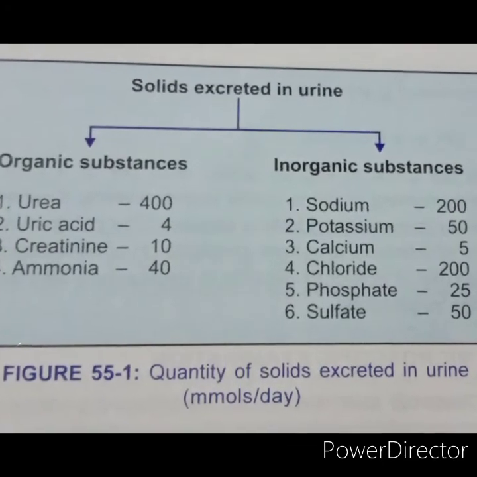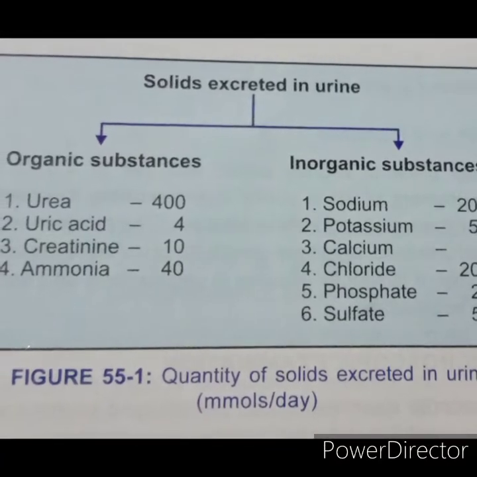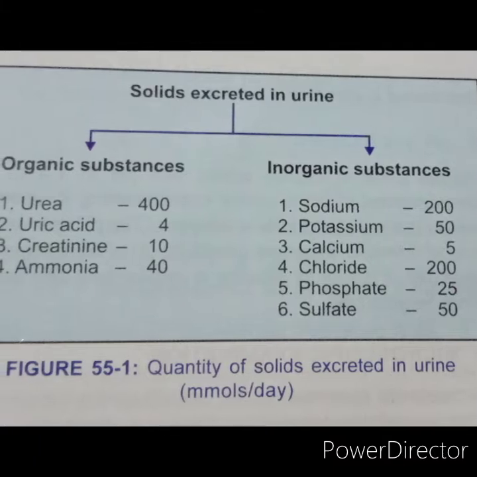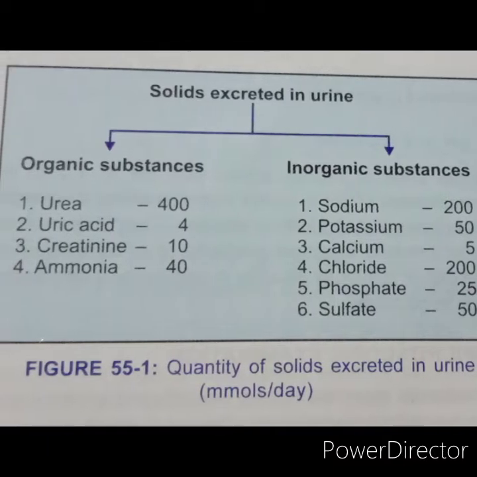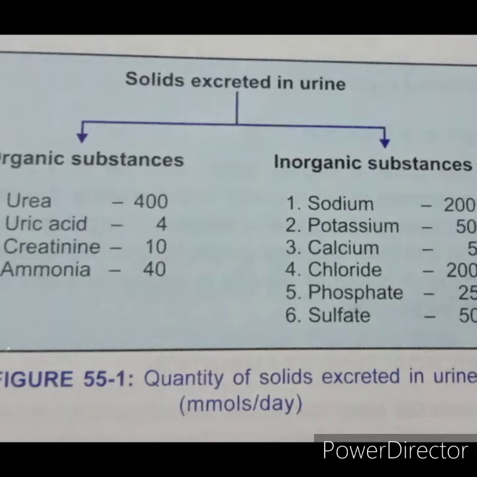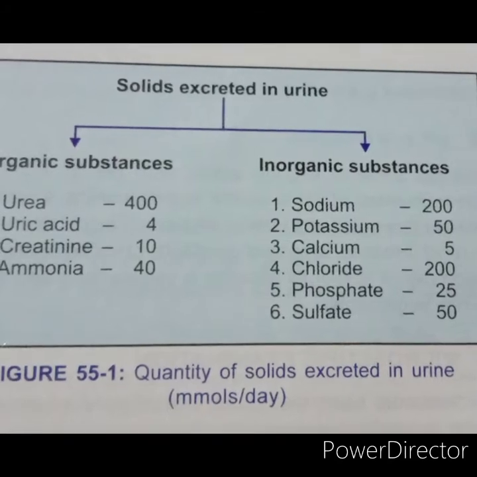Measurement of glomerular filtration rate. A substance that is completely filtered but neither reabsorbed nor secreted should be used to measure glomerular filtration rate, GFR. Inulin is a substance that is completely filtered and it is neither reabsorbed nor secreted. So, inulin is the ideal substance used to measure GFR.